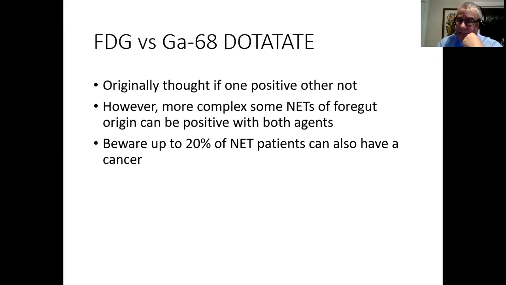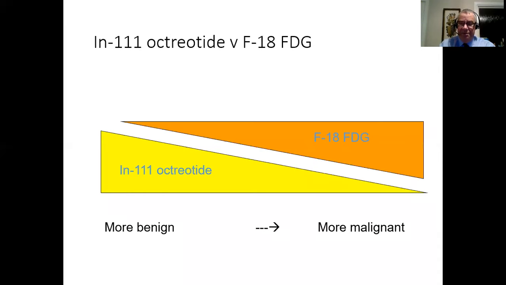So if you can see something on a CT scan and it doesn't light up with DOTATATE, but other sites do, it could be a dedifferentiated neuroendocrine tumor, but it could also be a second cancer. So we do recommend that these patients have an FDG scan.